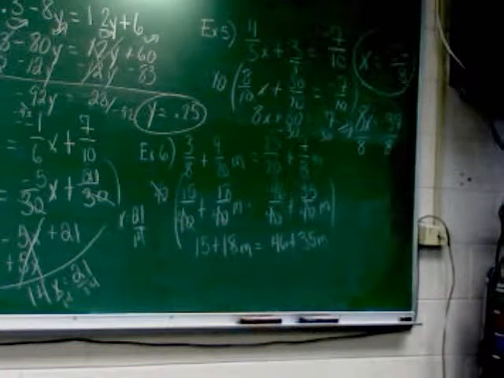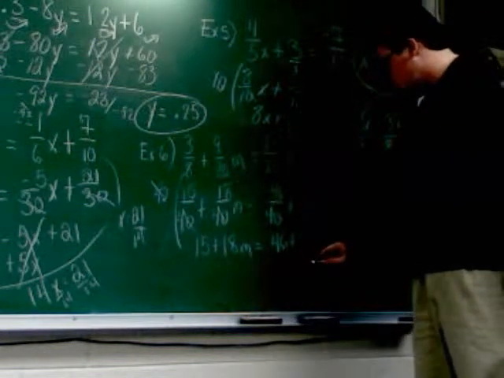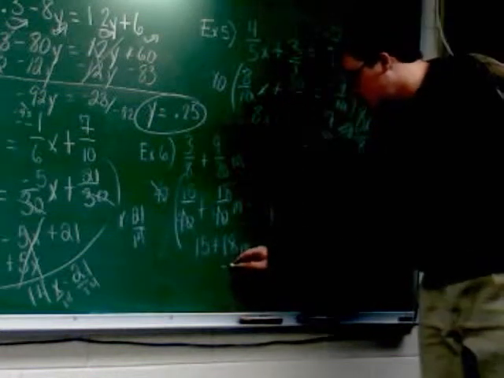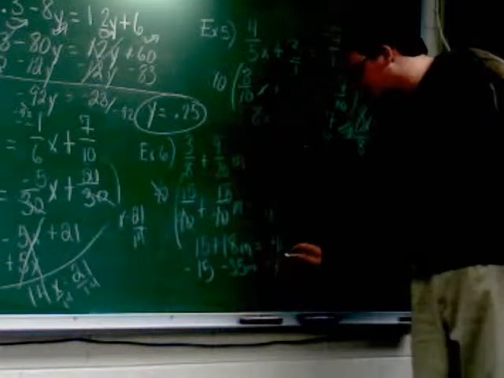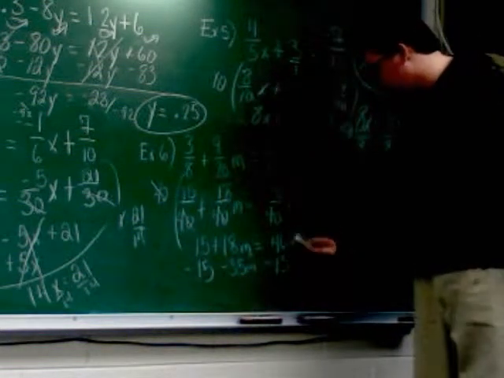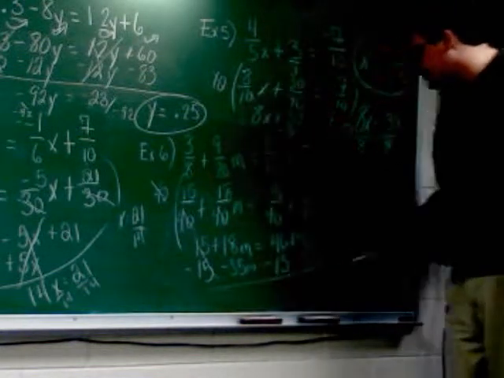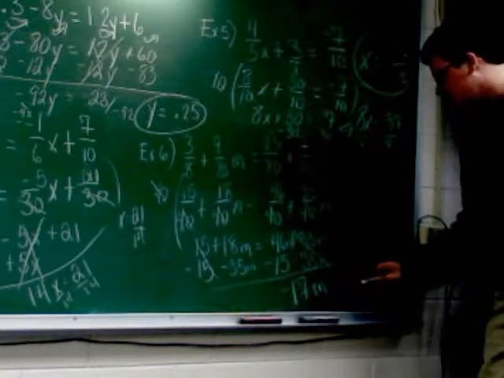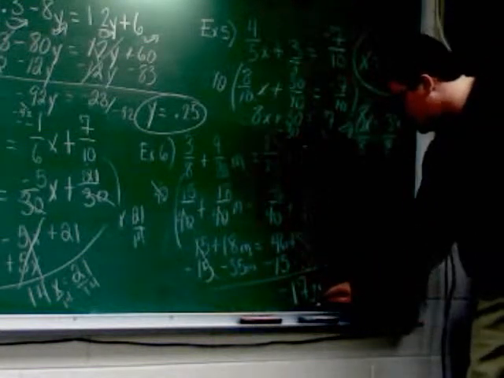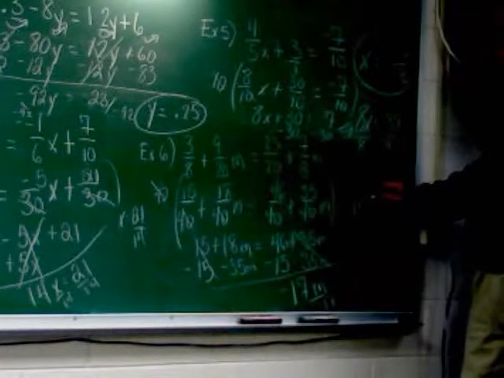You know what to do from here. M things to the left, lonesome numbers to the right. See, I'm doing it all in one step because I'm terribly out of space here. But I cancel that one away, that one away. I've got negative 17m equals 31. Divide by negative 17 and leave it alone.